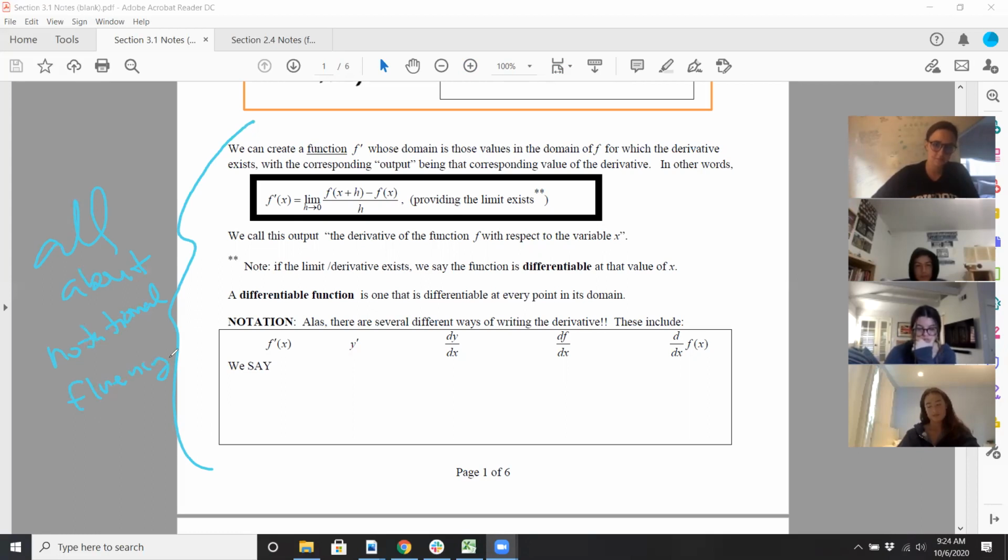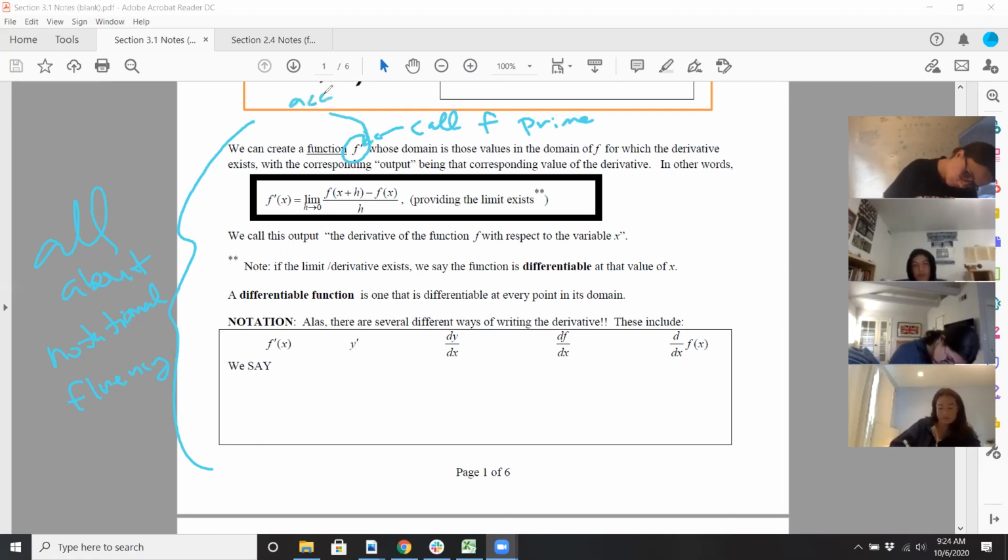So we need to make sure we're comfortable with the notation. And there's a lot of ways you could actually write the derivative. So we create a function, f prime. So we call that f prime. And you see the little accent mark. That's what we're going to use for the derivative. So we tend to call the derivative f prime. So I'll be using that often.